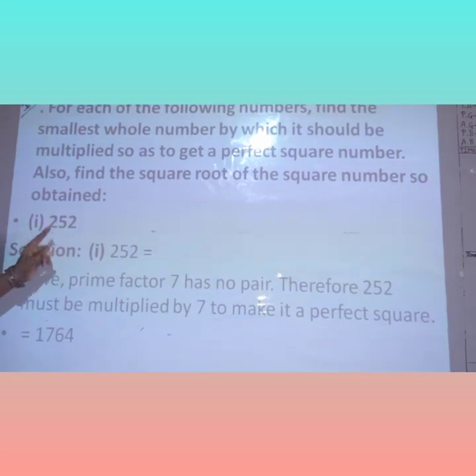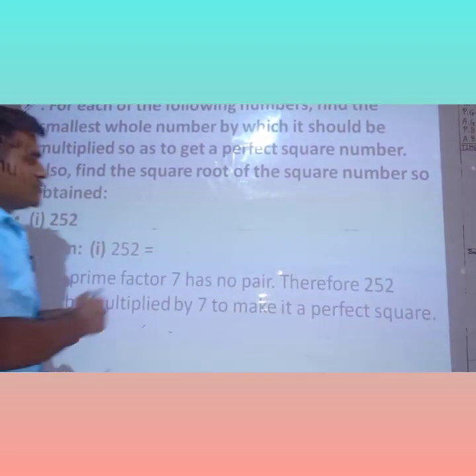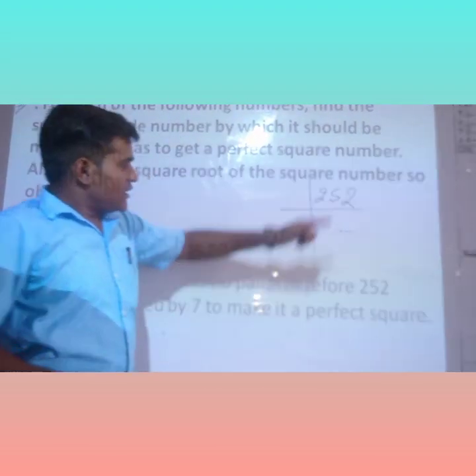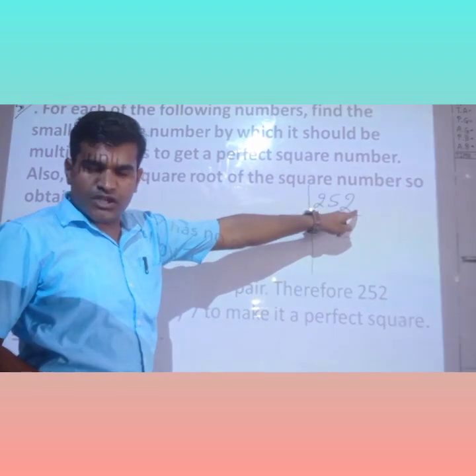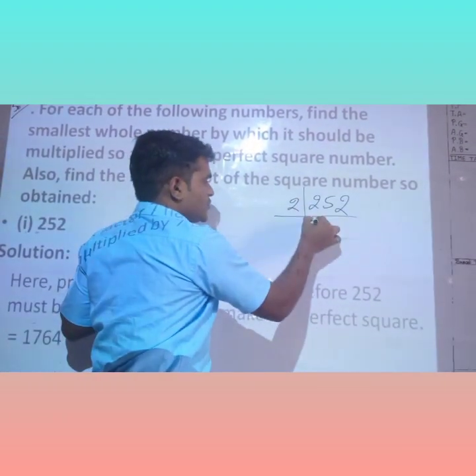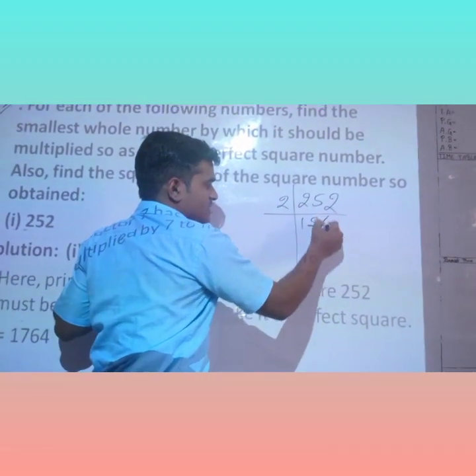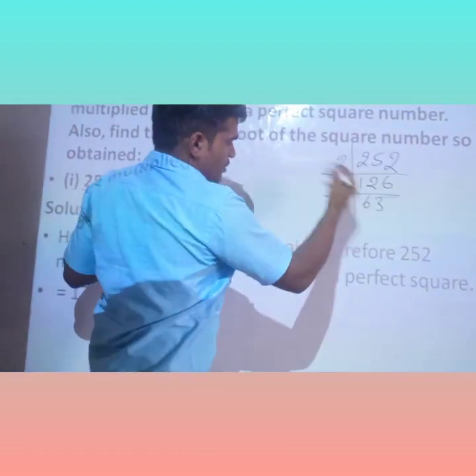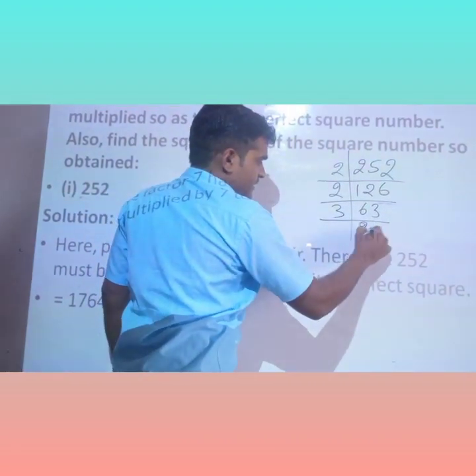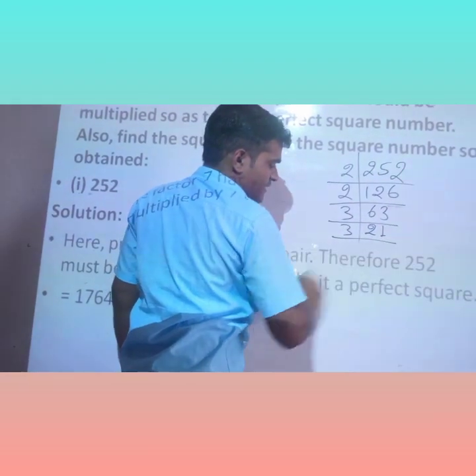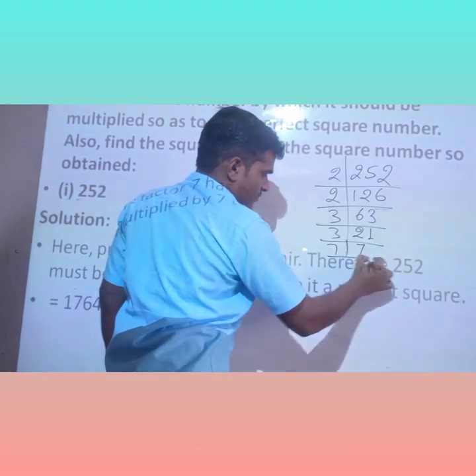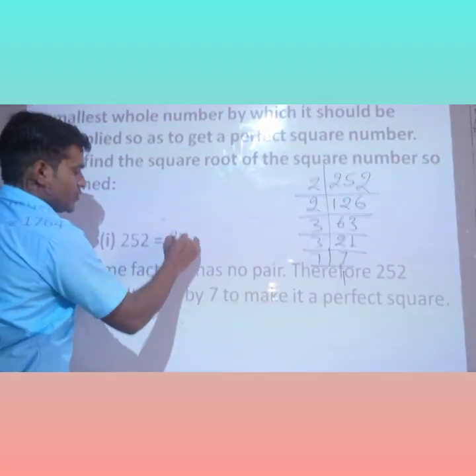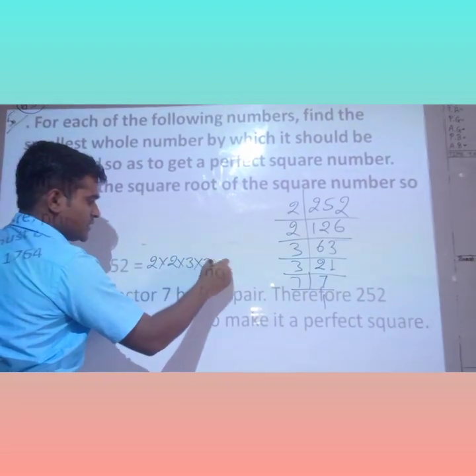First we will find the prime factors of 252. The unit digit is even, so it is divisible by 2. 2 ones are 2, 2 twos are 4, 2 sixes are 12. Again it is divisible by 2, giving 63. Now it is divisible by 3, giving 21. Again it is divisible by 3, giving 7. So the prime factors of 252 are 2 into 2 into 3 into 3 into 7.